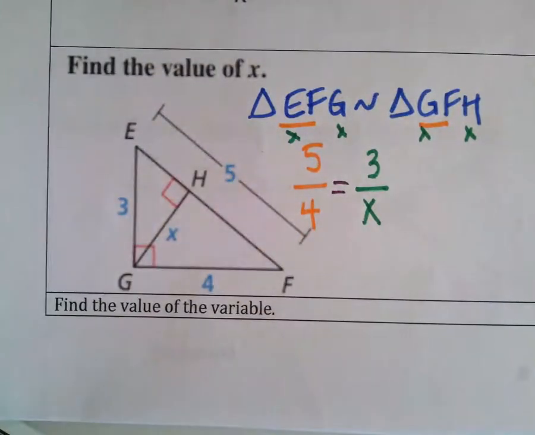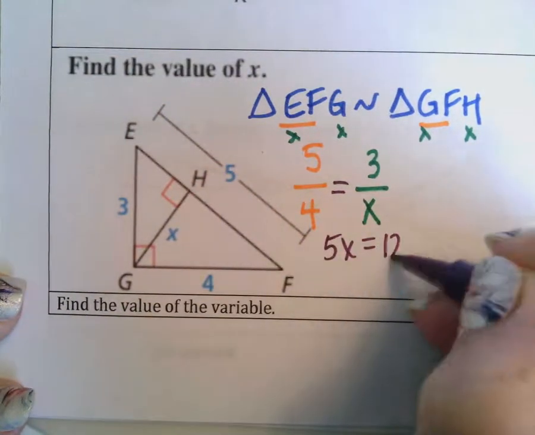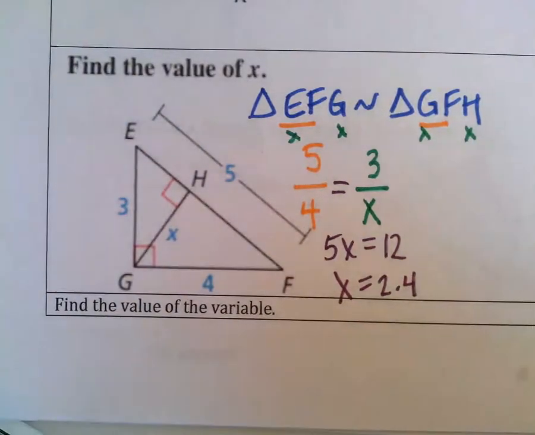So then I can cross multiply and divide. I get 5x equals 12. So x is equal to 2.4. Okay?